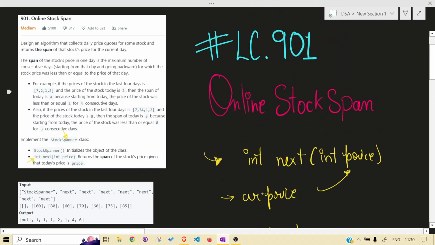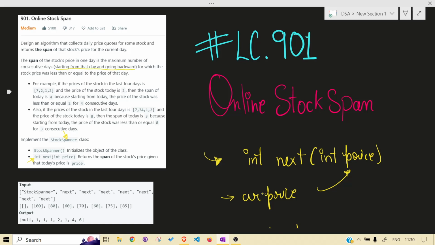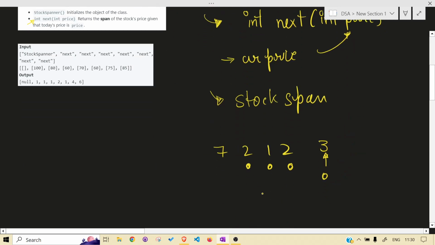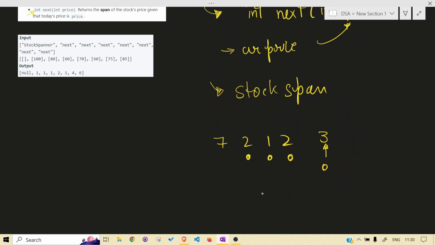And if you don't believe that we include 3, read this line over and over again, you will get it. What is stock span? We have to see in history how many days the price was less than or equal to the current day's price, including that day also. So for 3, the stock span is 4.